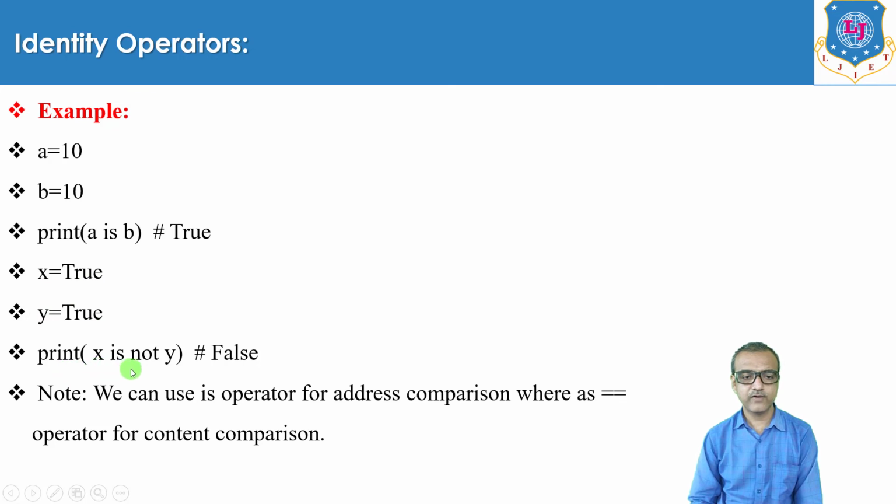So print of x is not y. So definitely this is not true. So in this case it will give us the output as false. Now keep in mind the important note, that is we can use the is operator for address comparison, whereas the equal to operator for content comparison.